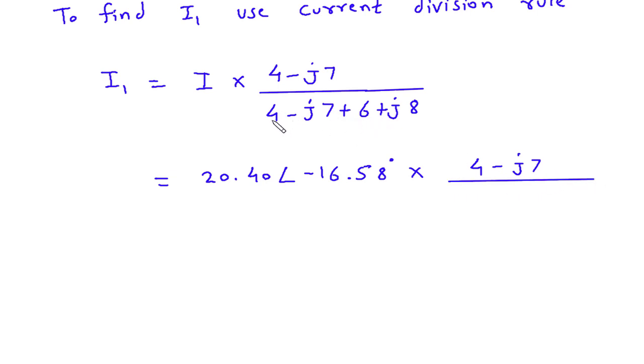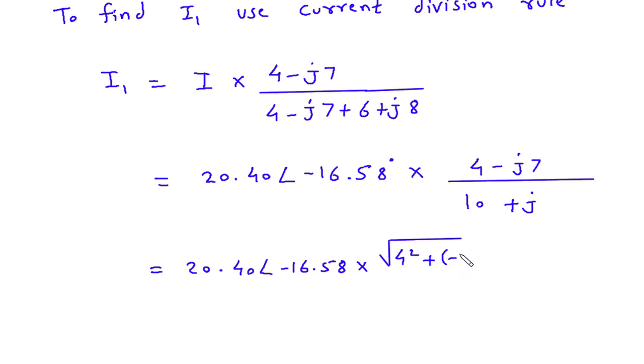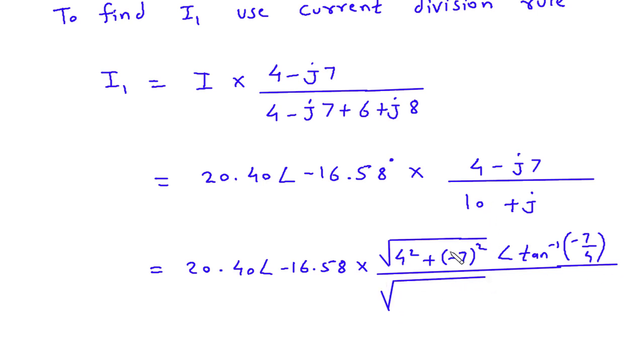So first we will solve this. It will be 4 plus 6, so it will be 10, and this will be minus J7 plus J8, so it will be plus J only. Now this is in rectangular form, and this is also in rectangular form. We will convert this into its equivalent polar form. So it will be 20.40 at an angle of minus 16.58 multiplied by under root of 4 square plus minus 7 square at an angle of tan inverse of minus 7 by 4, divided by under root of 10 square plus 1 square at an angle of tan inverse of 1 by 10.